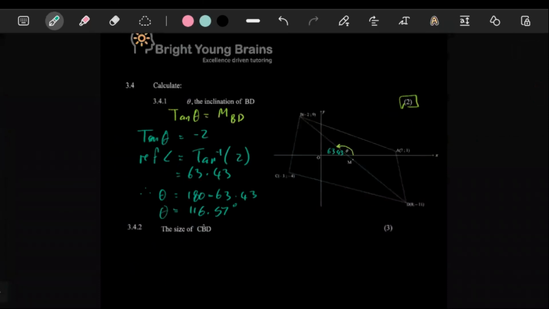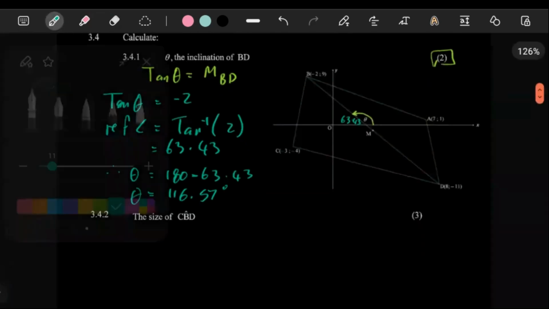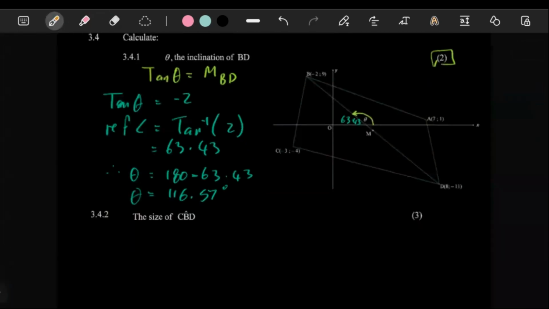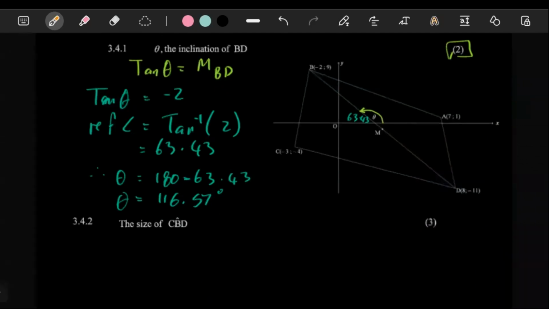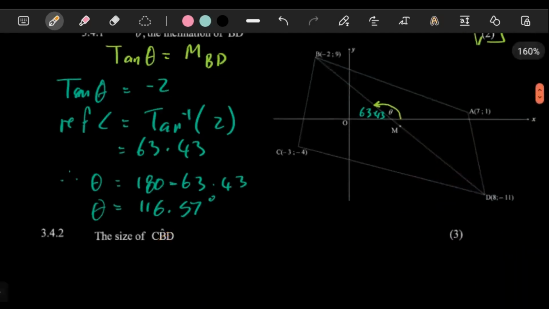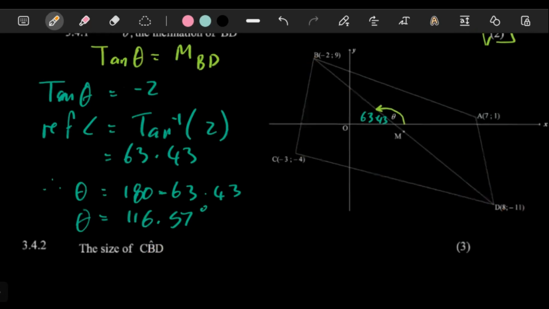So the next question is asking for the size of CBD. How are you gonna know the size of the CBD now? Ask Uncle Google. Probably knows. But anyways, CBD. Where is CBD now? Okay, so it's an angle up here.